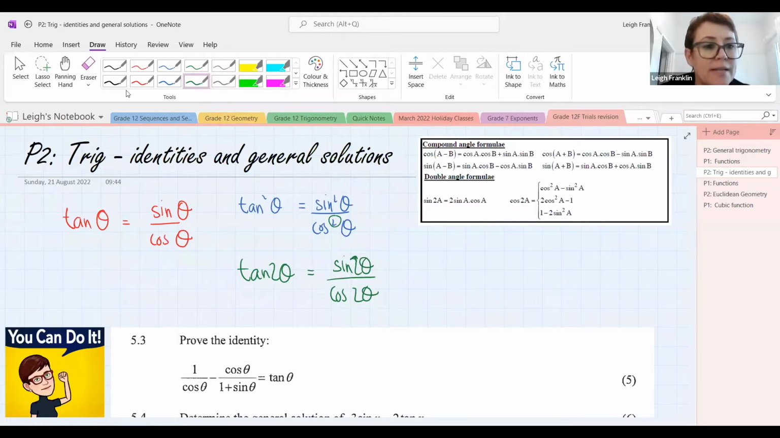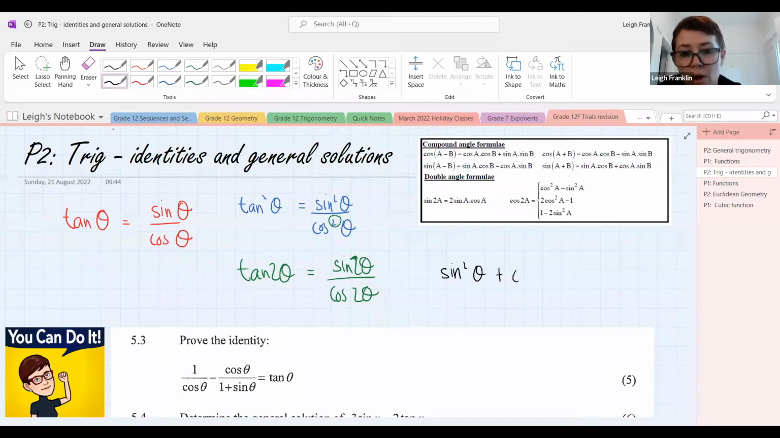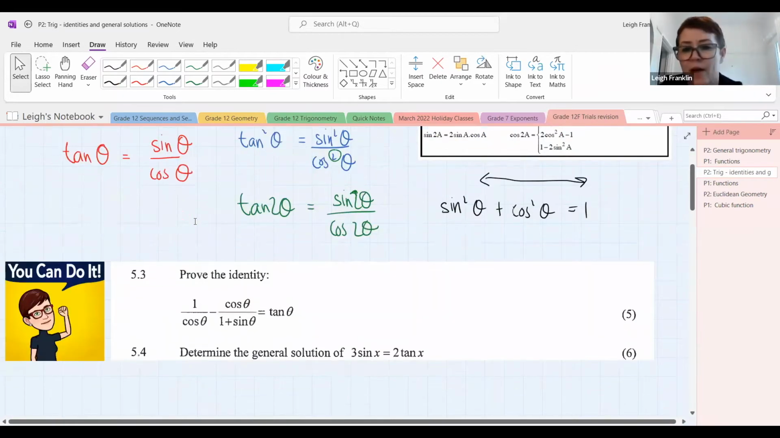The other identity that we need to know from grade 11 is our square identity. Our square identity is sine squared theta plus cos squared theta is equal to 1. That's our square identity. Sometimes they expect us to be able to manipulate this further. It works both ways: you can write 1 as sine squared theta plus cos squared theta, and you can write sine squared theta plus cos squared theta as 1 as well. So you need to be able to go from the one to the other.